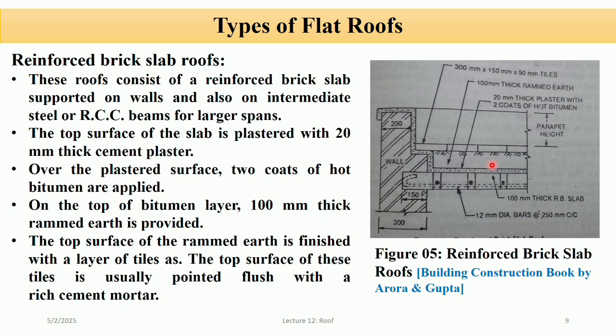Then a thick layer of rammed compacted earth is laid over the bitumen. It provides excellent thermal insulation, keeping the building cool in summer and warm in winter. So this rammed earth layer is 100 mm in thickness. After that, the roof is finished with a layer of roof tiles on top of the rammed earth. These tiles are pointed with rich cement mortar, which ensures a smooth and watertight finish.